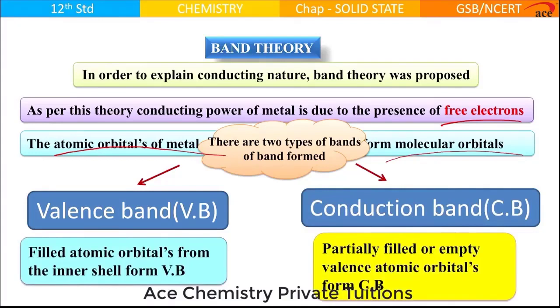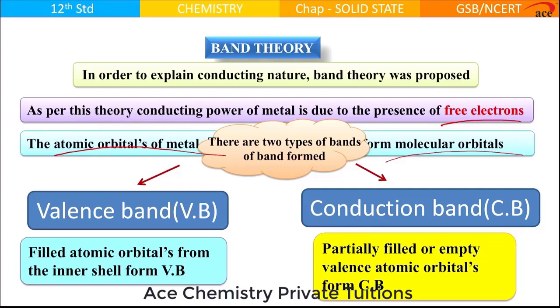Valence band is of atomic orbitals of the inner valence shell. So, if you have a filled atomic orbital of the inner valence shell, then they give rise to molecular orbitals, and the accumulation of these molecular orbitals is called the valence band.